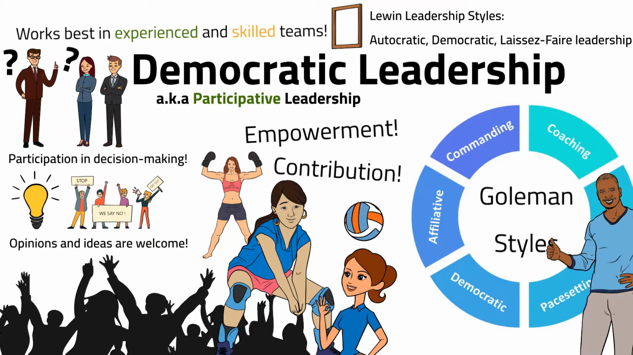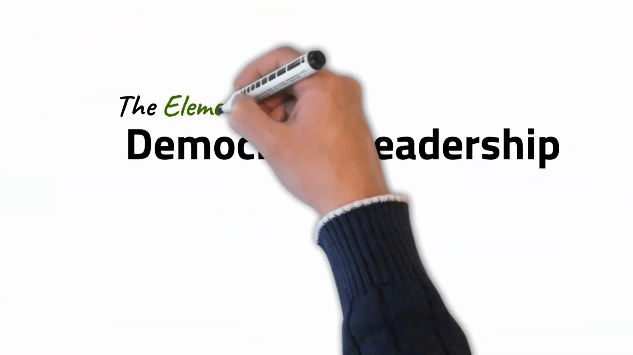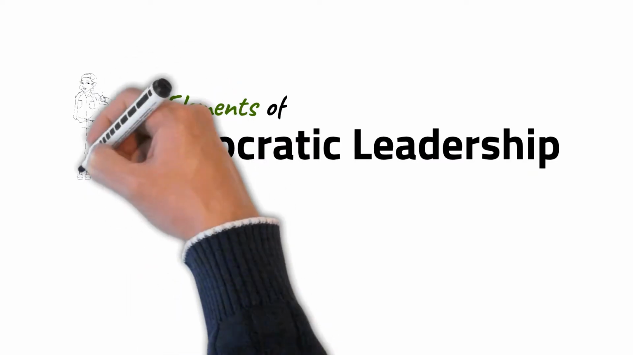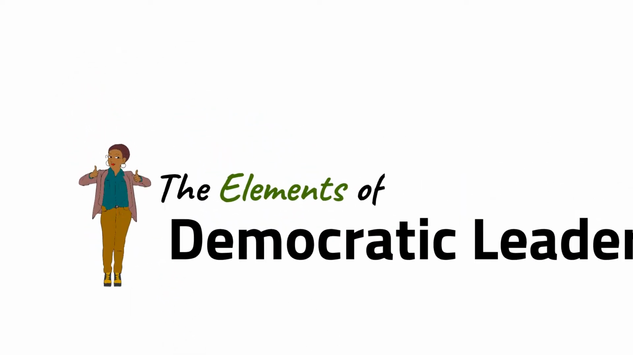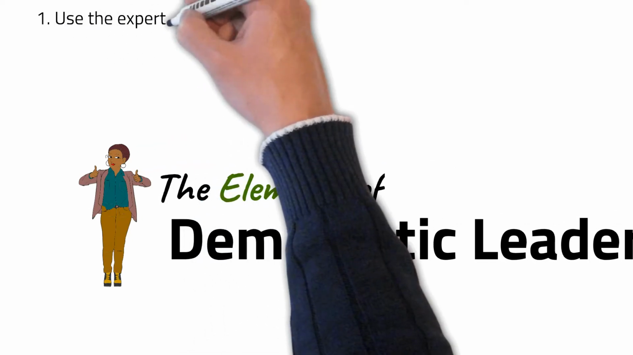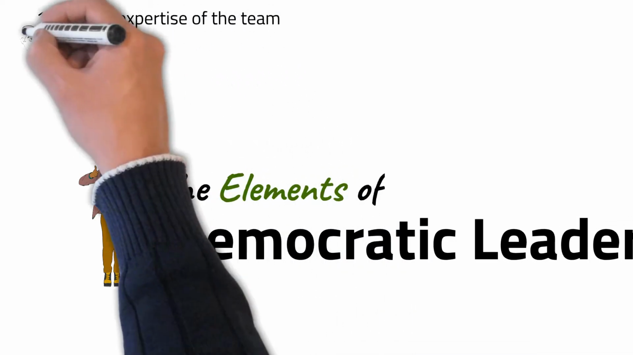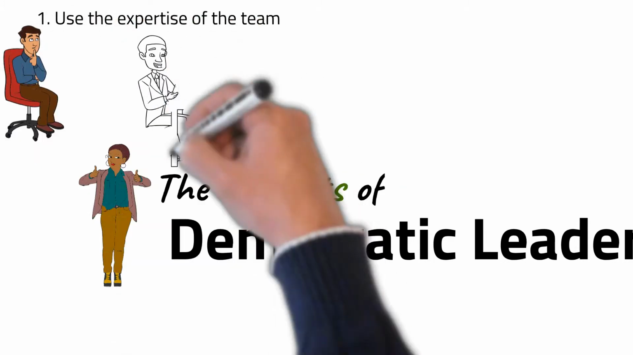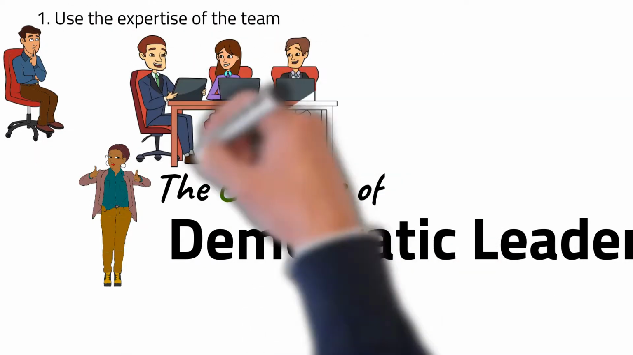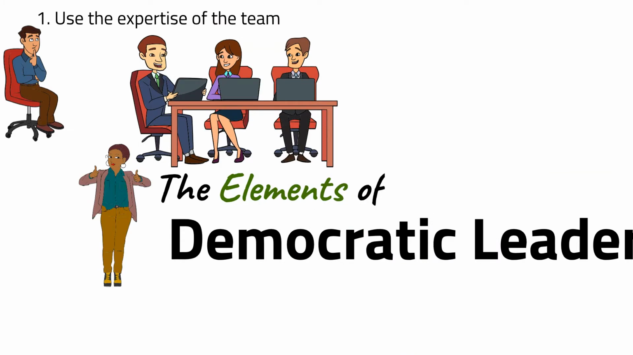Let's look at the elements of democratic leadership before we move on to the pros and cons. For democratic leadership to work well, the leader needs to focus on the following elements. Knowing when to use the expertise of the team. A leader does not always know what's best. Therefore, it is crucial to involve other people with better knowledge in different fields and utilize that competence.